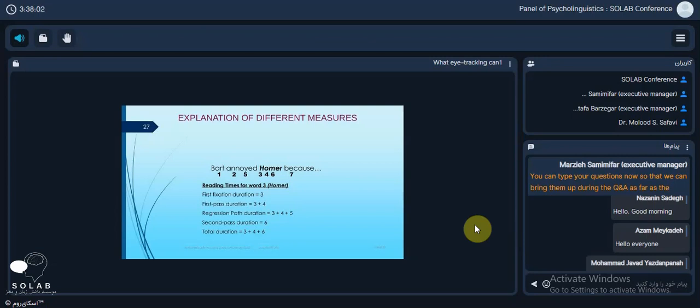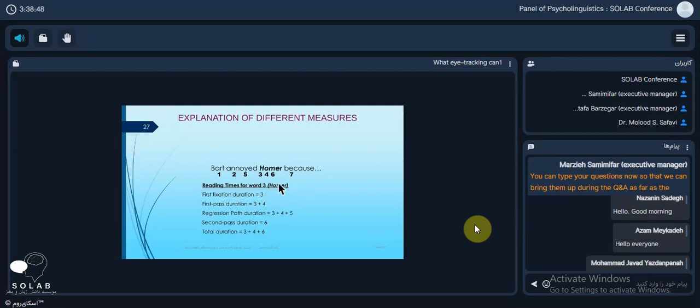They are very difficult. For example, in this sentence, you can find "Bart annoyed Homer because". In this sentence, the target for the researcher was Homer, not Bart, not annoyed, not because. They wanted to know what happened to Homer. Let me show you what happened to Homer. You can find the first fixation on Bart, the second fixation on annoyed, the third fixation on Homer, and the fourth on Homer. But what happened to five and six?